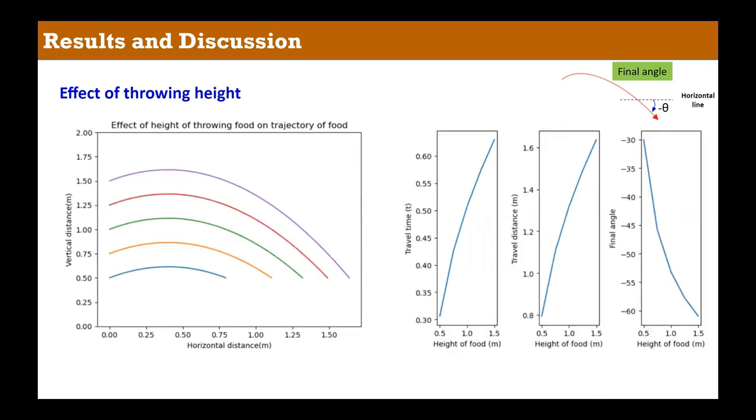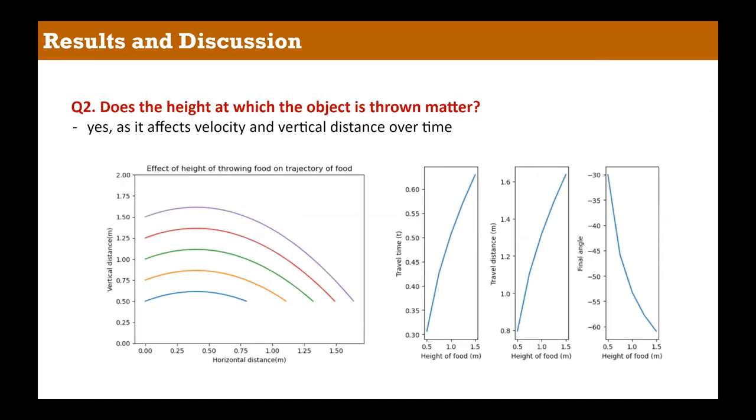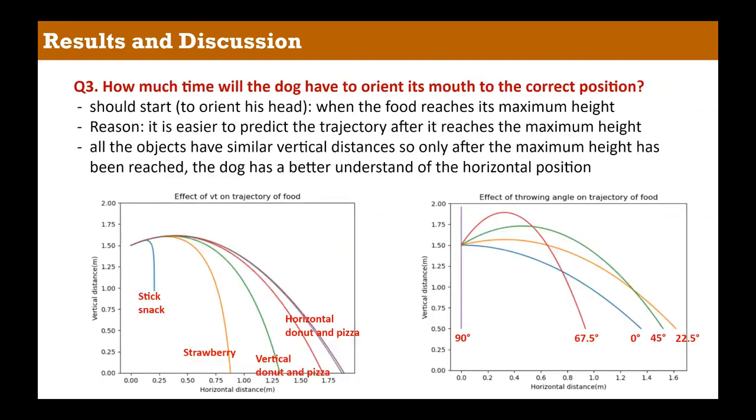The initial height also affects the overall displacement as seen from the graph on the left. We can also see that as initial height increases, so does the travel time. This connects to our results in the previous slide, answering question 2 as yes, the height at which the object is thrown does matter since it changes the overall horizontal distance.